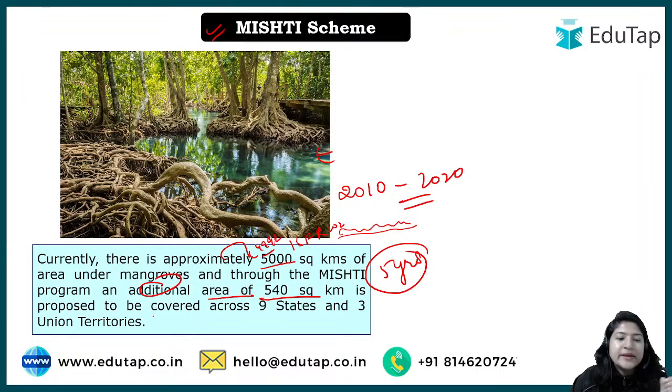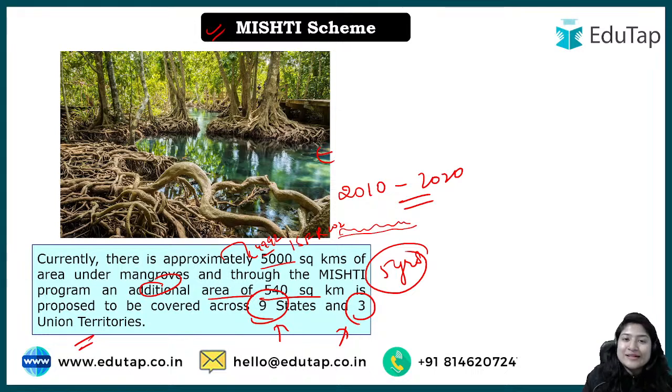ठीक है, अब ये कितनी states में cover होगा, 9 states and 3 union territories. If you yourself refer to news, I agree you might get confused with this number, because even in PIB, sometimes it is 11 states 2 UTs, sometimes it is 9 states 4 UTs, but we have to go for the latest one.